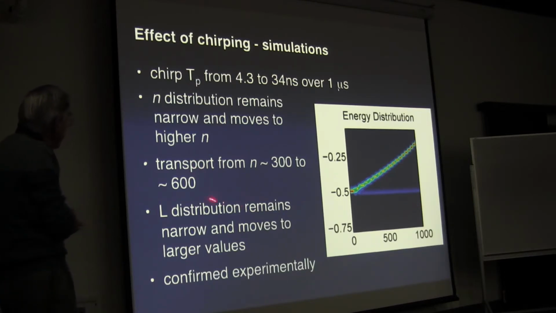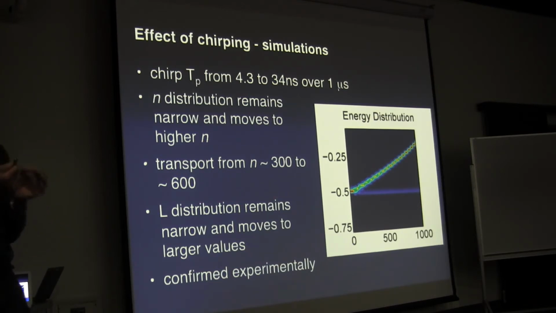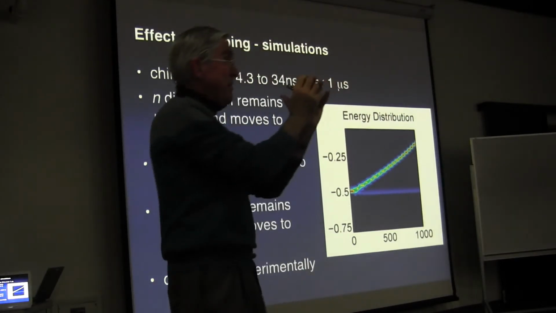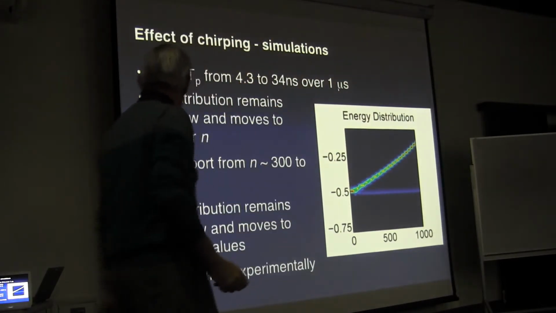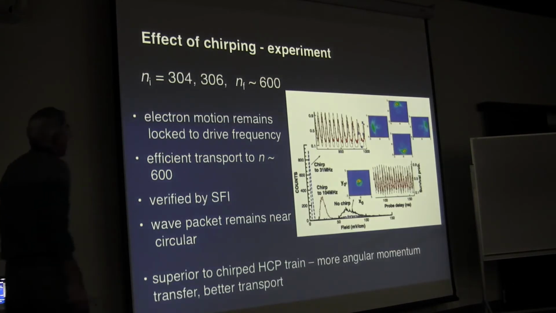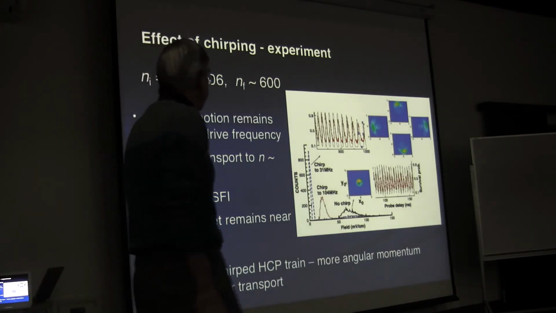I've not shown it, but if you do the theory, the L distribution also remains narrow and moves to very large values. So you're able to create a very highly localized circular state. You're just sort of marching it out in a circle. Okay? Can you actually do this? And the answer is yes. You can confirm everything I've said experimentally.